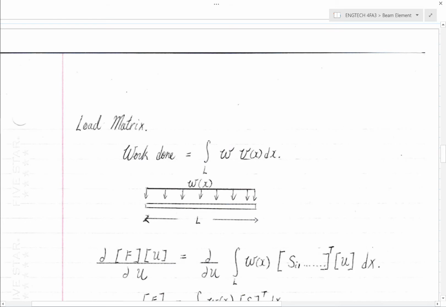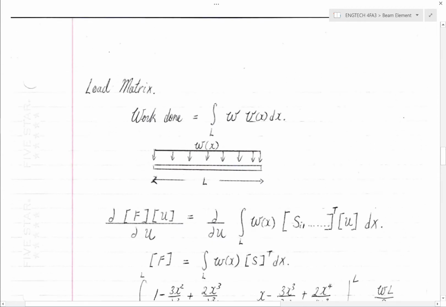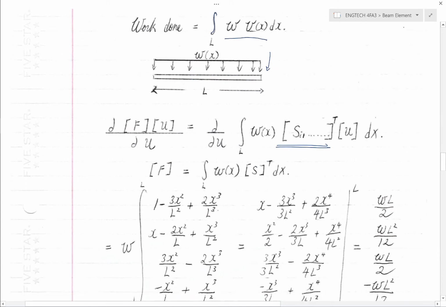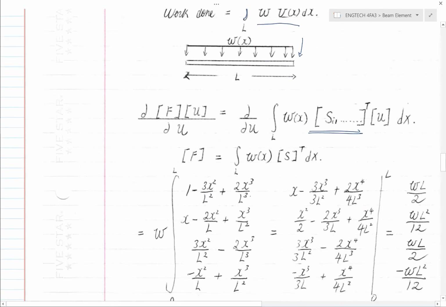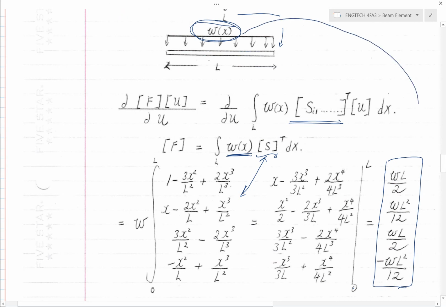The force vector for the beam element is also quite tricky. We take the integral of the total work done along the beam. Again, we reapply the shape functions here. That's the uniform load along the beam. We put the shape function matrix right here and take the integral of that from 0 to L. We have these four entries, which are the uniform load along the beam, and we express that in the force vector terms.